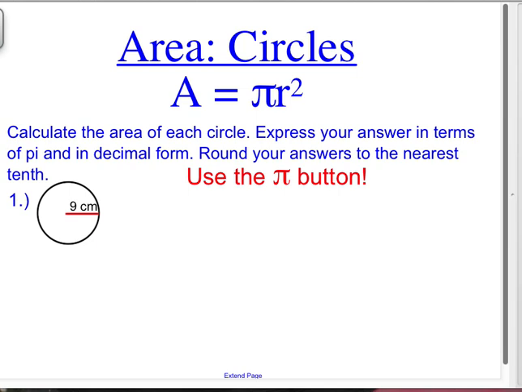Area equals pi r squared. And the directions say calculate the area of each circle. Express your answer in terms of pi and in decimal form. Okay, this is very interesting.